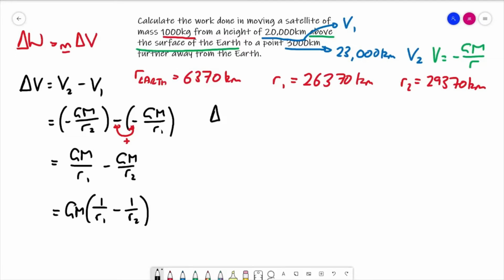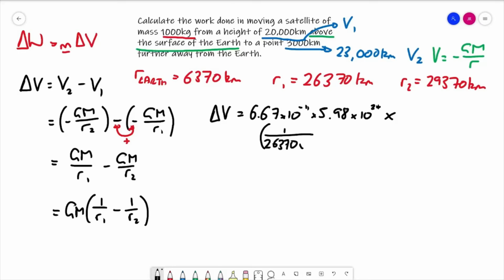Let's now plug this into the equation then, so I'll bring it up here. So delta V will equal the gravitational constant first, 6.67 times 10 to the minus 11, multiplied by the mass of the Earth, 5.98 times 10 to the 24. And then we're multiplying that, and I'll just have to bring this down here because I've run out of space otherwise, by 1 over R1. Well, R1 is 26,370 kilometres, so don't forget to multiply that by 10 to the 3.